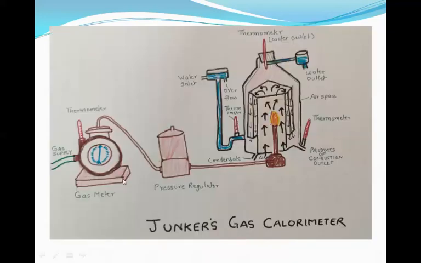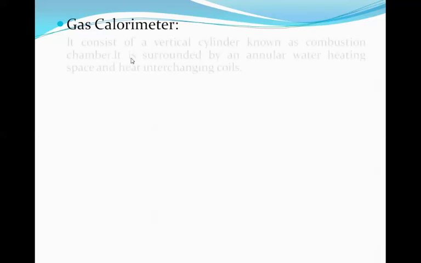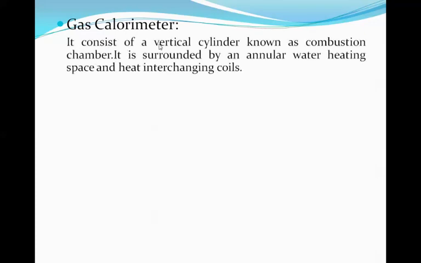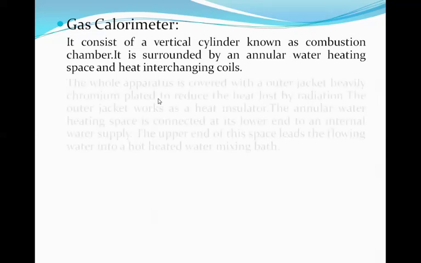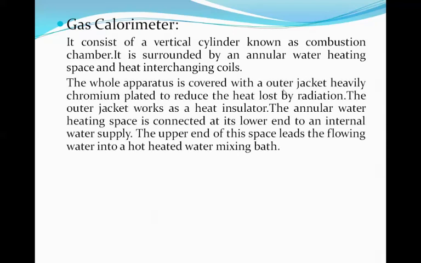So, another diagram representing the same thing, the gasometer, the pressure regulator, the Bunsen burner, and the combustion chamber. The main heart of this calorimeter is the gas calorimeter, which consists of a vertical cylinder known as the combustion chamber, surrounded by annular water heating space and heat exchanging coils. As we have discussed, the whole apparatus is covered with an outer jacket, heavily chromium plated, to reduce the heat loss by radiation. The outer jacket works as a heat insulator.